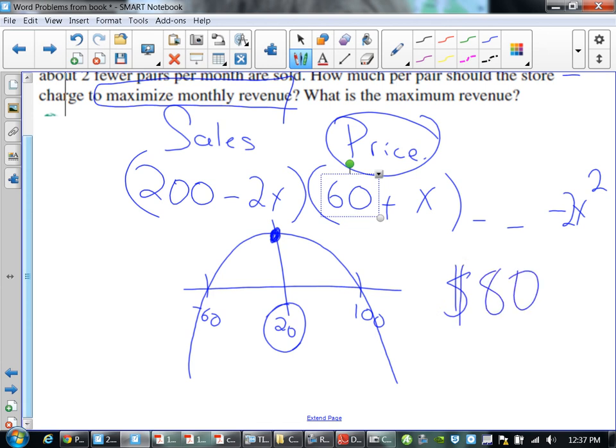How much money will I make? Well, what's 2 times 20? 40. What's 200 minus 40? 160. I will sell 160 shoes at 80 bucks a piece, so how much money do I make? Multiply them together. That's all you have to do, is multiply them together. That might be the only thing that you can't figure out.